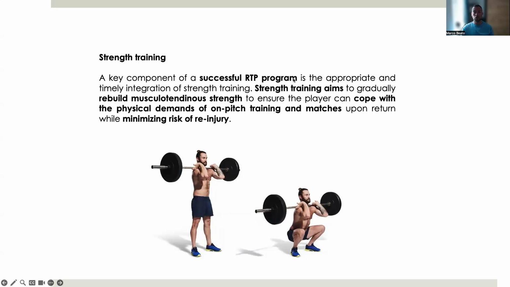A key component of a successful return to play program is the appropriate and timely integration of strength training. Strength training aims to gradually rebuild muscle-tendinous strength to ensure that the player can cope with the physical demands of on-pitch training and matches upon return while minimizing the risk of re-injury.